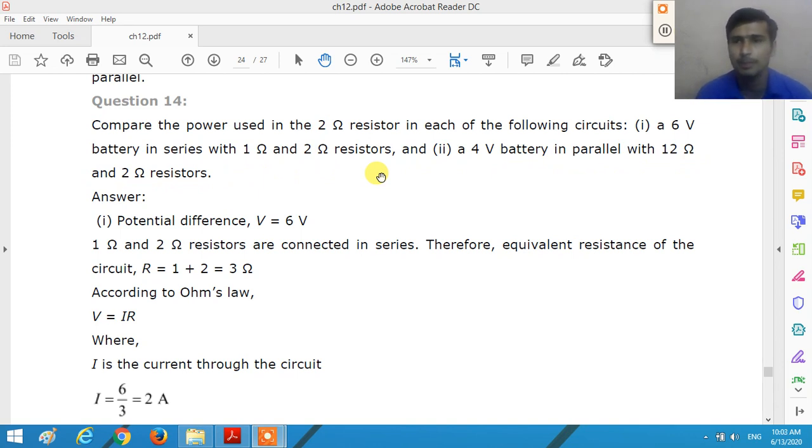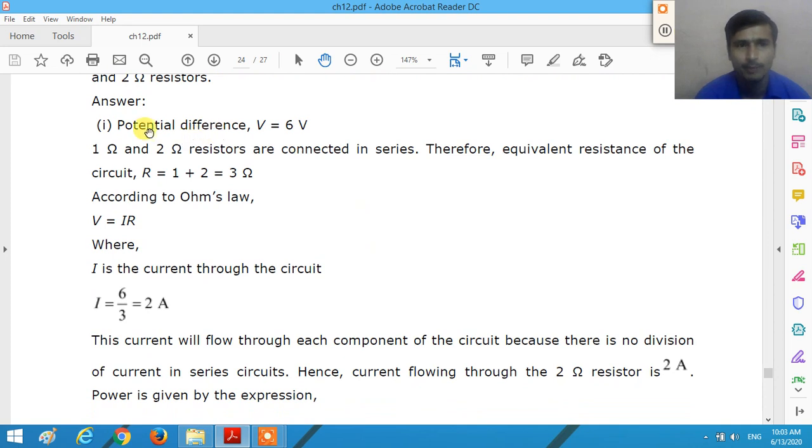What will be the power used by a 2 ohm resistor when a battery of 6 volt is connected with a series of 1 ohm and 2 ohm resistor, and a 4 volt battery is connected in parallel with the 12 ohm and 2 ohm resistor? We need to find in each case the power delivered to the 2 ohm resistor. So case number 1, the potential difference, in both cases we use a 6 volt.